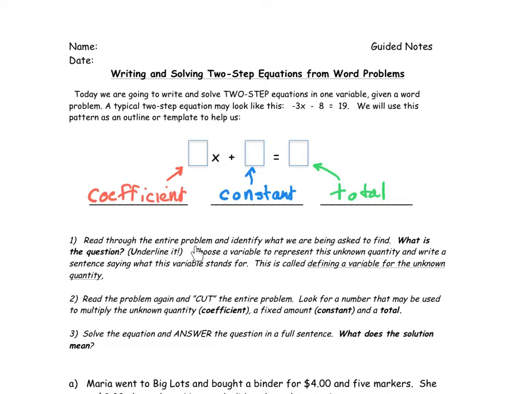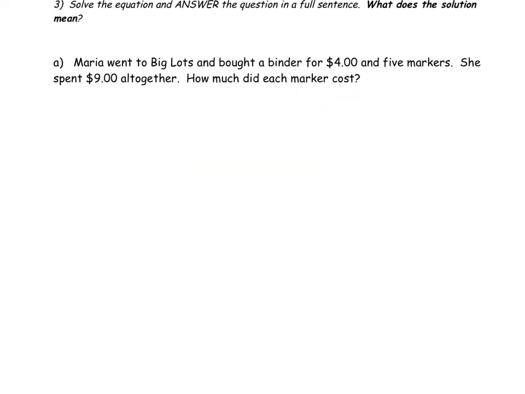We're going to read the entire problem and identify what we're being asked to find. Here's what's important. What is the question? We're going to underline it. Then we're going to choose a variable that represents this unknown quantity and write a sentence saying what this variable stands for. When we do that, that's called defining a variable for the unknown quantity. So they often call that defining a variable. So let's do that right now. Let's use our letter A as our first example.